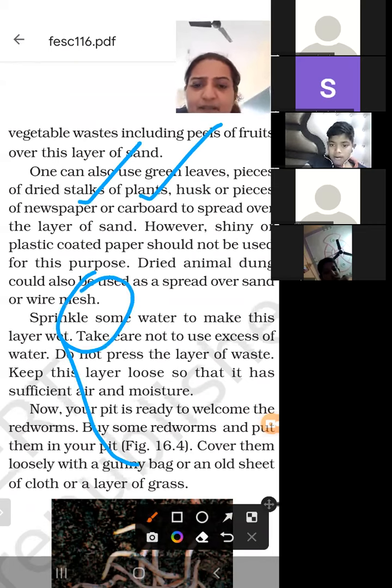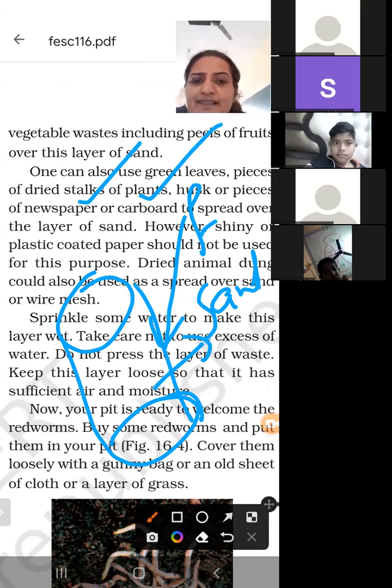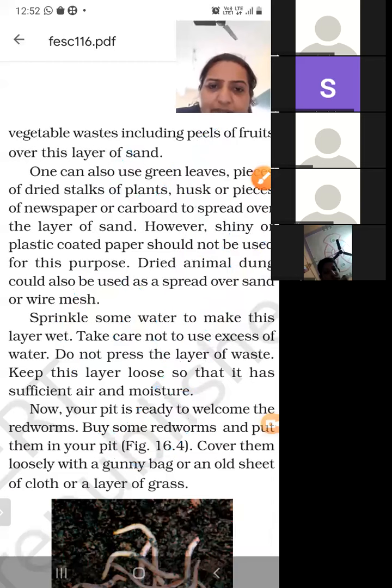Suppose this is a box. Firstly, you have to add sand. After this, you have to add fruit peels, leaves, pieces of dry stalks of plants, pieces of cardboard. However, shiny plastic paper should not be used for this purpose.